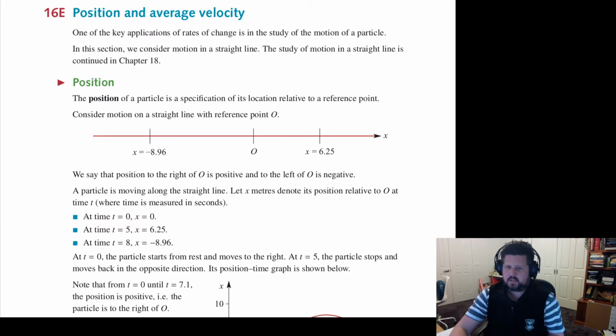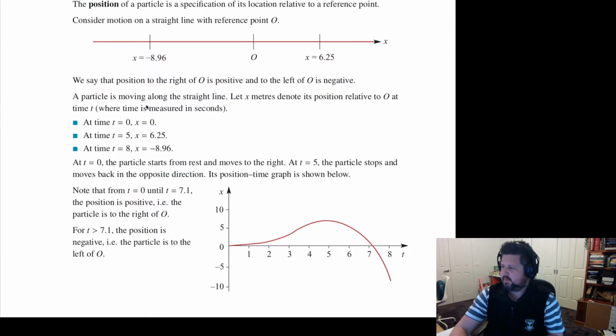that can be sketched in a position time graph. If we think about a position time graph, it would look something like that there. So you can see at time equals 0, the particle starts from rest and moves to the right, and at time equals 5, the particle stops and it changes back in the opposite direction as shown here.